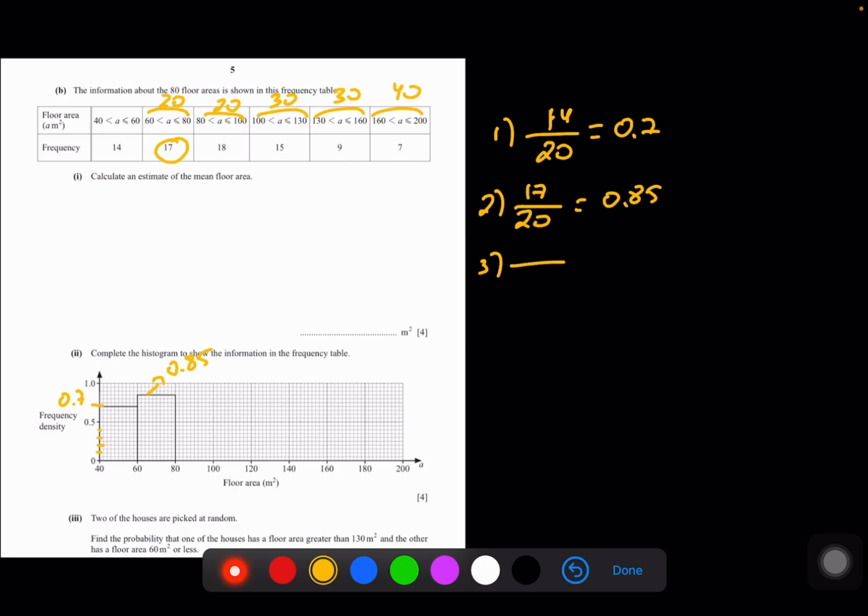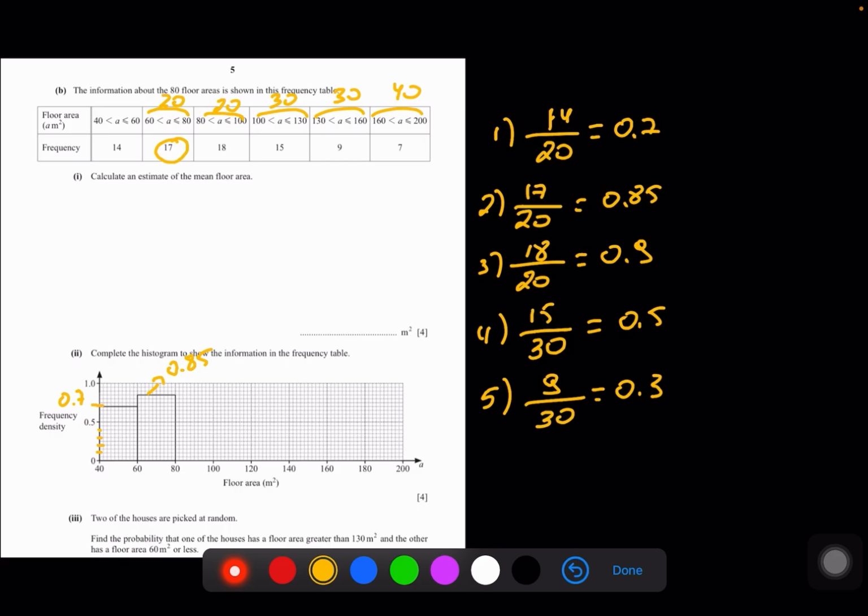And the third one is 18 divided by 20. This will be 0.9, and fourth, 15 divided by 30. This will be 0.5, and fifth, 9 divided by 30. This is 0.3, and the last one, 7 divided by 40. This is 0.175. And we have to complete this table.